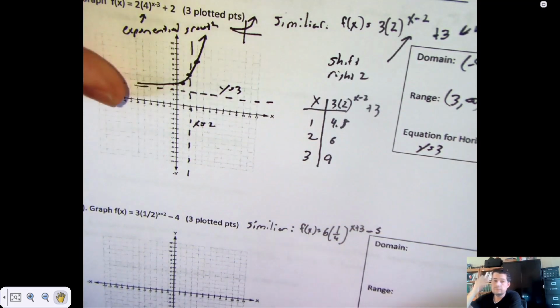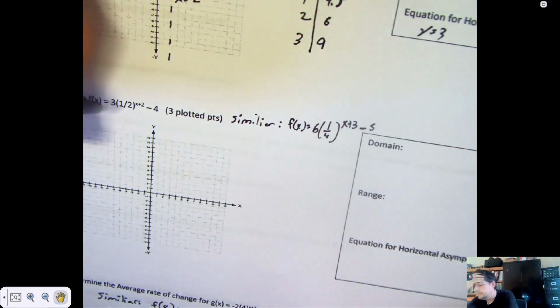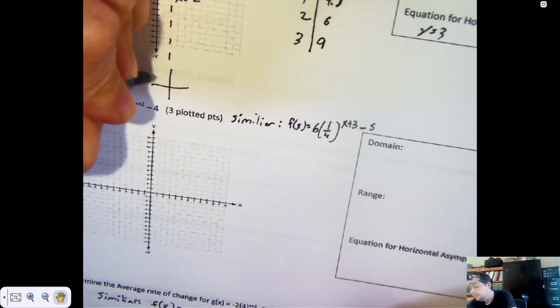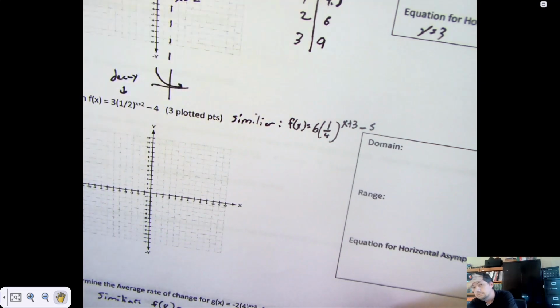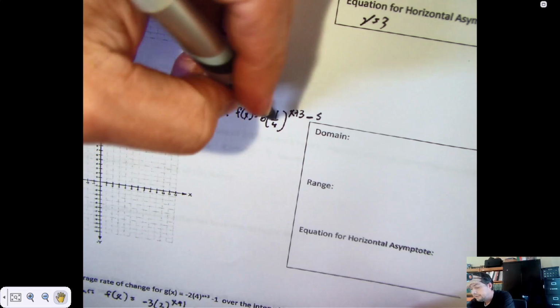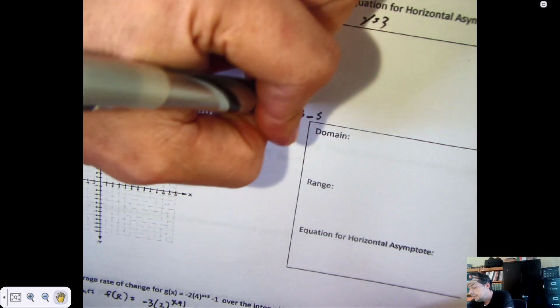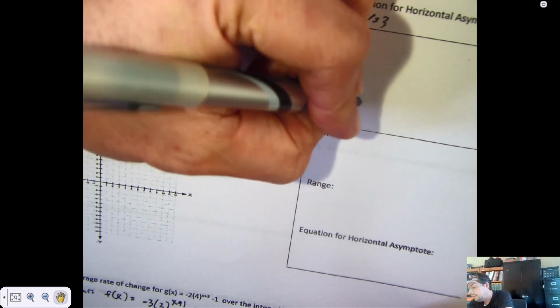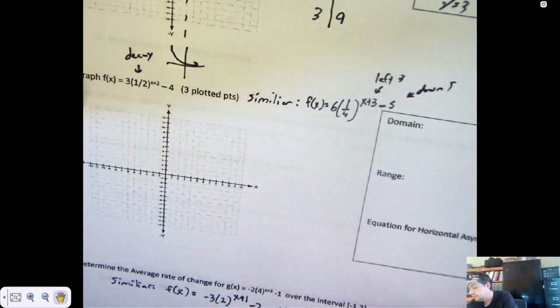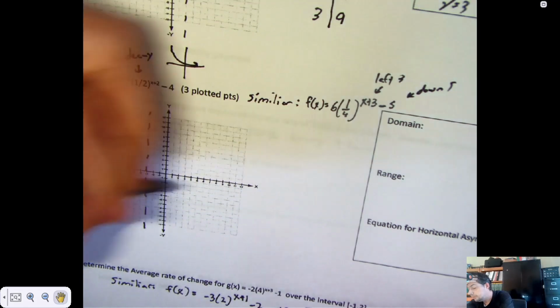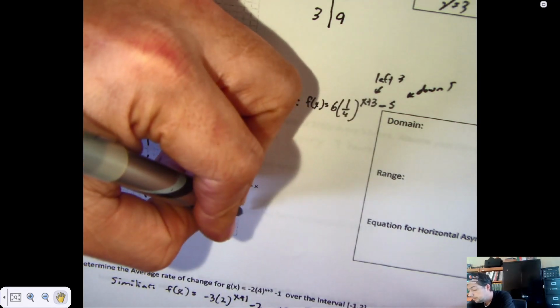They're not hard. This one, I see the 1/2, so I know it's decay. All decays start high and low. So it's going to be high when x is negative, and it's going to go down. Same over here, that's exponential decay. I see a left 3, down 5 is what I see. So again, I draw them. You know, what do I know? What do I know about math, right?